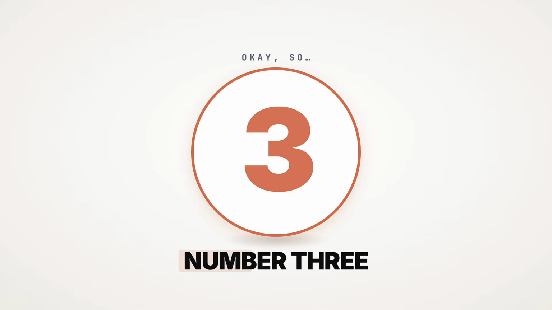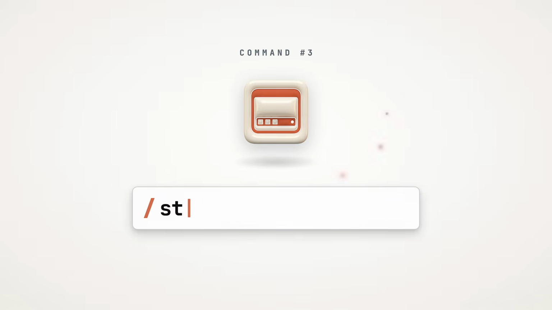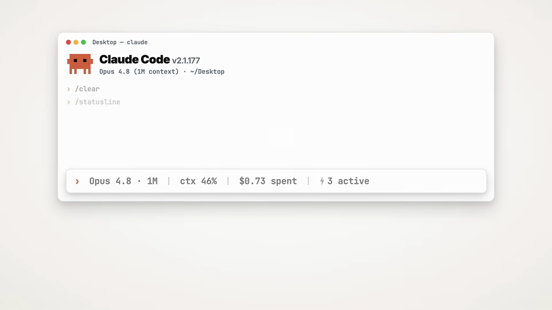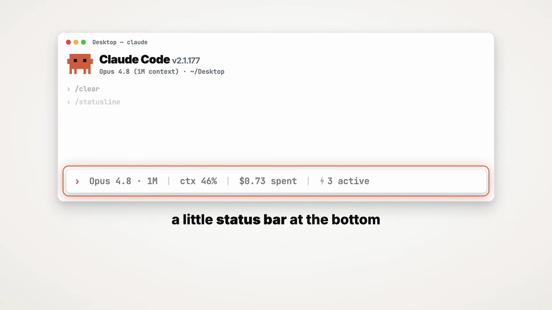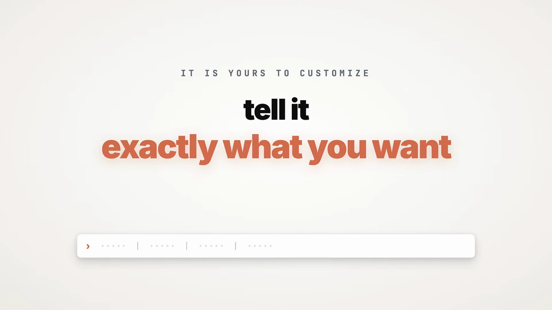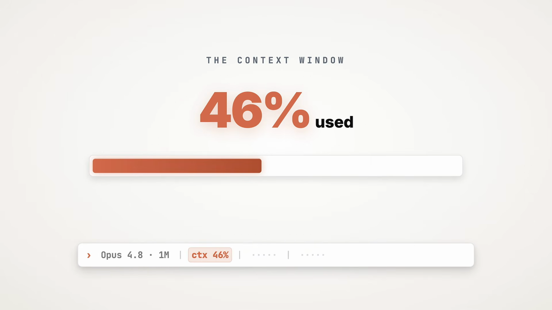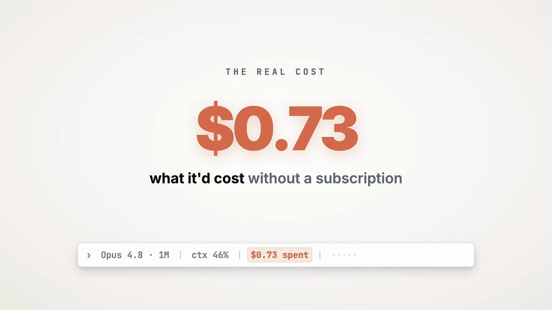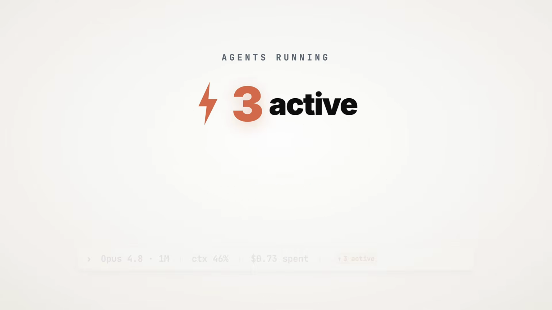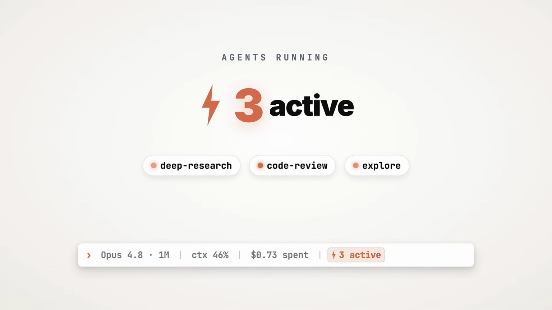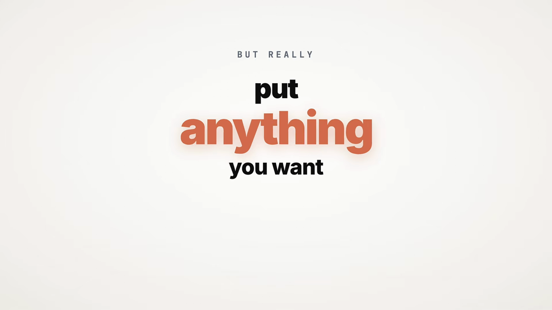Okay, so number 3 is /statusline. At the very bottom of your Claude Code, there is a little status bar. With /statusline, you can tell it exactly what you want down there. For me, I like to have the model that I'm using. I like to know how much of the context window I've already used, how much real money I would be spending if I wasn't using my subscription. Then I also like to know how many agents are running at any particular time. But really, you could put anything you want down there. Now, this really is a set it up one time type of thing, but it's awesome, so give it a shot.